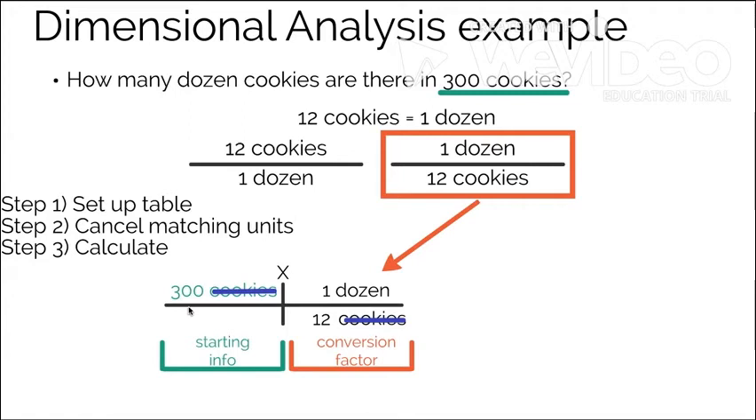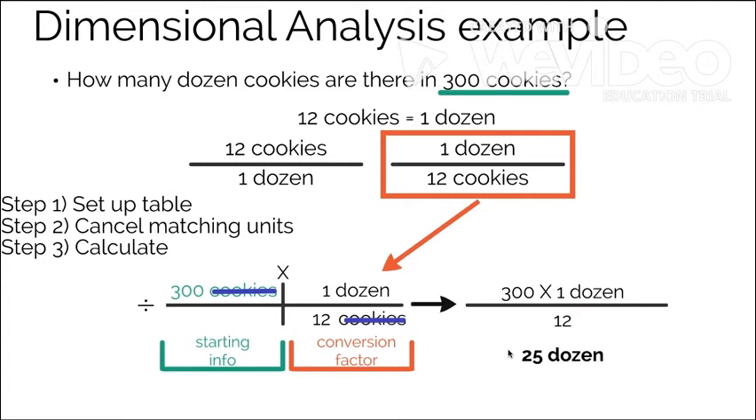If you just take everything that you have left over and you ignore everything you've canceled and rewrite that, we get this new math operation where we have 300 times one dozen divided by 12. If you just carry out this calculation, put into your calculator, 300 times one divided by 12 will give you the result of 25. And then the last unit we have left here is dozen.